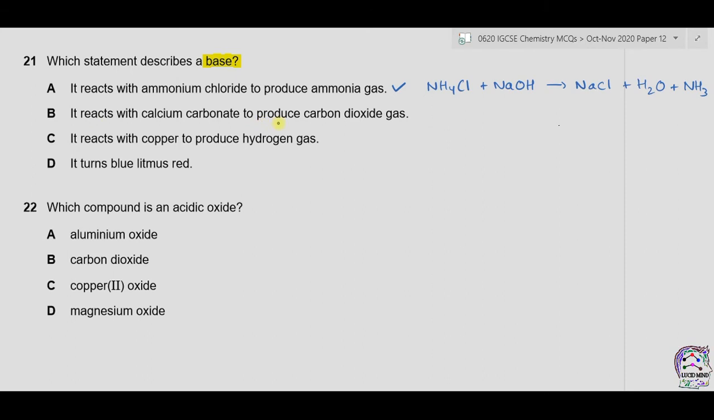B. It reacts with calcium carbonate to produce carbon dioxide gas. It is wrong because calcium carbonate reacts with acid to produce carbon dioxide. C. It reacts with copper to produce hydrogen gas. As the reactivity of copper is very low, it does not react with base to produce hydrogen gas. D. It turns blue litmus red. This is wrong because base turns red litmus to blue in color. Correct answer is therefore A.